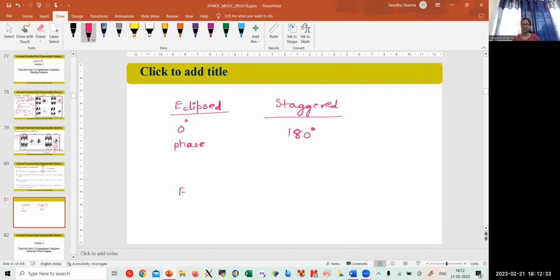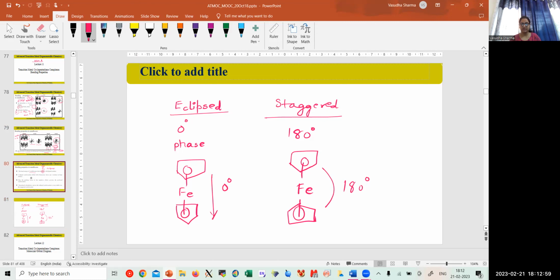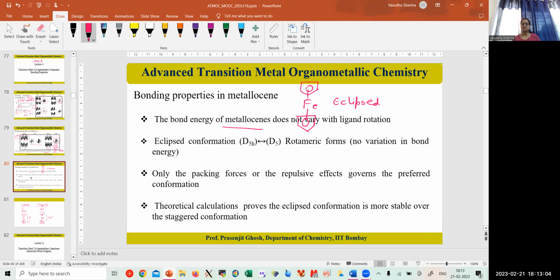So if I'm taking a case of ferrocene, this is my Cp ring. Both are in the same direction this way, so the angle is zero. If I have this particular system where they are facing towards each other, the angle becomes 180 degrees. But what has been seen by performing various experiments and theories is that the bond energy of both the eclipsed and the staggered form remains unchanged. So it has nothing to do with it. That does not get affected.